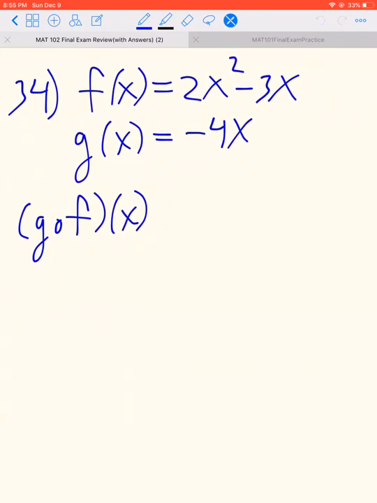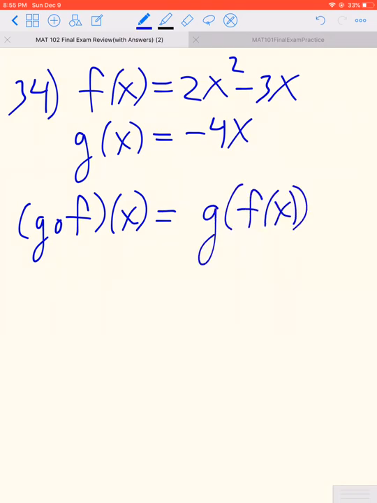Let's take a look at number 34. Again, we have two functions. This time we're asked for g composed with f of x. This is g of f of x. The outermost function is the function g, and we're plugging f into g.